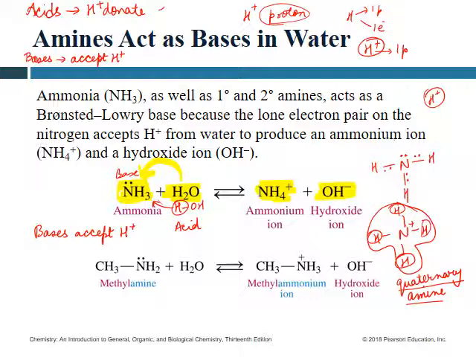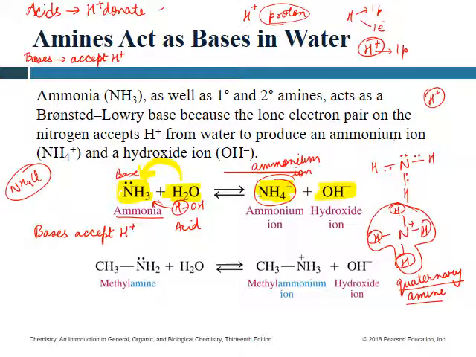And what is this called? This NH4 plus is now called the ammonium ion. This is ammonia. The ion it produces is the ammonium ion. So you might have heard of these names before: NH4Cl, ammonium chloride, right? So this ion is called the ammonium ion.